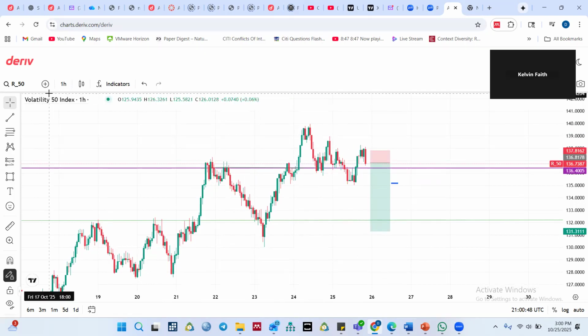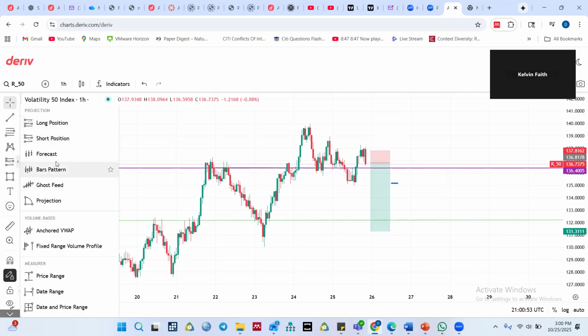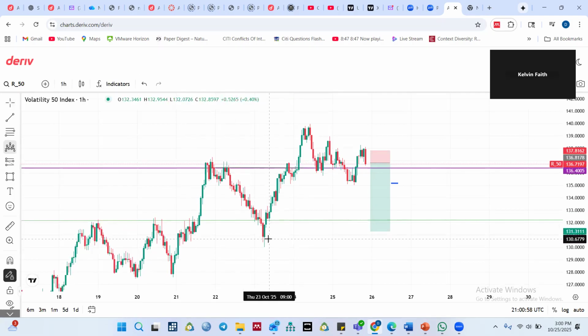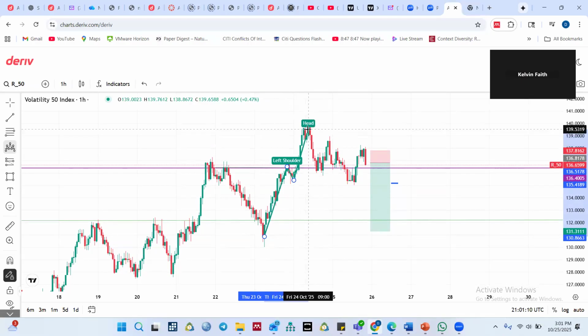The other thing I can see, I always like to see my head and shoulders. It's very, very interesting for me. From this low, we make an internal high here. We drop to make a neckline, and then we make a head. We have a left shoulder, neckline, head. Where is the neckline here? Price drops into the left shoulder's neckline, and then we make a right shoulder.